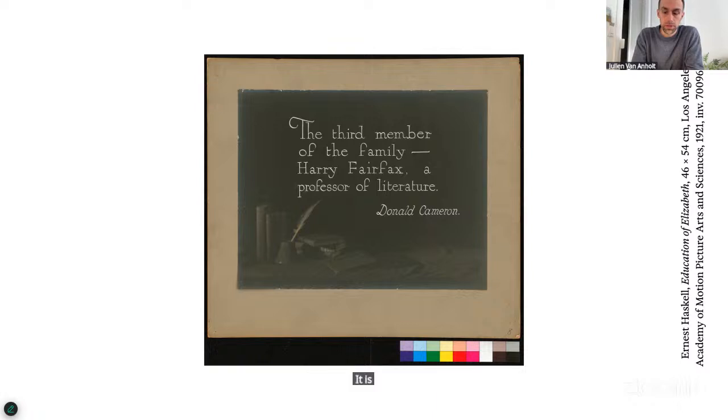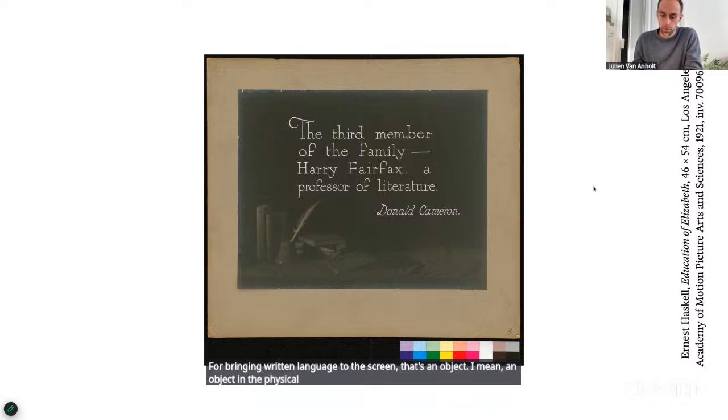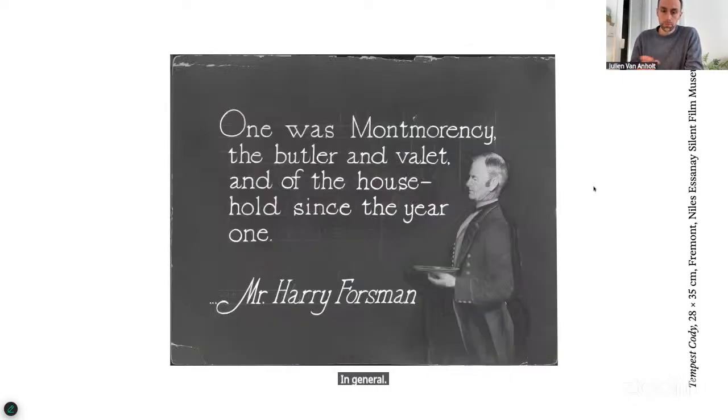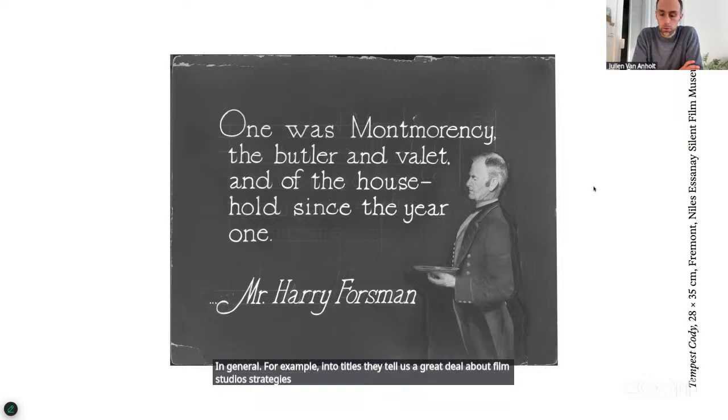It is not only a vector of meaning or a conceptual tool for bringing written language to the screen, but an object. I mean, an object in the physical sense of the term. So this word of card is of particular interest to me, because I think that too few people have been examining this tangible dimension of the intertitle, even though it could reveal many interesting things about the history of cinema in general. For example, intertitles tell us a great deal about film studios' strategies, about the commercial logic in the cinema industry, and of course about filmmaking intentions, depending on the degree of aesthetic consideration given to the letters in the films.